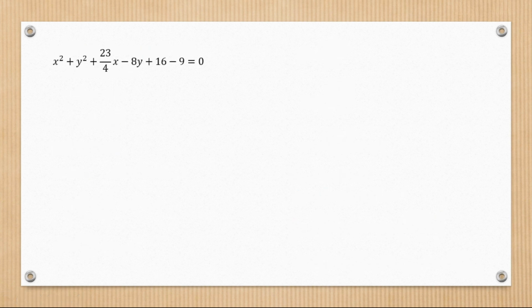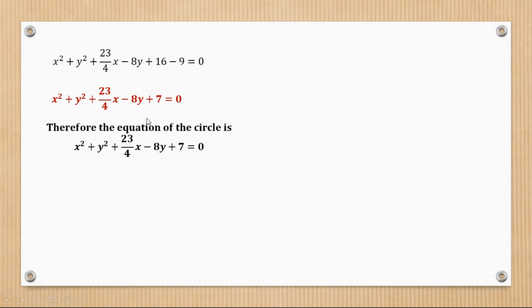Alright, so when I rearrange the terms and actually bring the value of 1105 over 64 here, I can say that when I subtract everything, I'll be left with 16 minus 9, which shall give me 7. So therefore, the equation of the circle shall be x squared plus y squared plus 23 over 4x minus 8y plus 7 is equal to 0. And that's the equation of the circle.